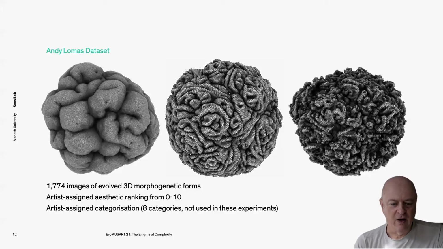Anyway, on to the data sets. So this is the first one. It's by the award-winning computational artist Andy Lomas, one of the co-authors of this paper. It consists of around 1,700 individual morphogenetic 3D forms rendered as 2D images. Each form also includes an artist-assigned aesthetic ranking score, which is an integer in the range 0 to 10, and a categorization for each image. For the work I'm talking about today, we only use the aesthetic ranking information, not the categorization information.